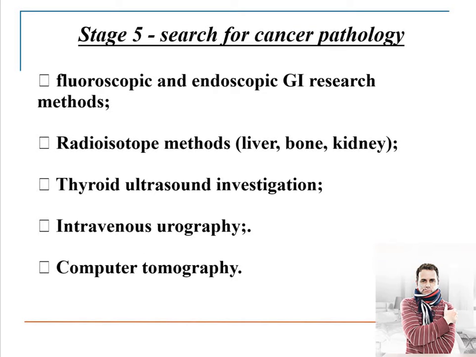And the last stage, you should exclude or confirm the cancer pathology. So you'll need fluoroscopic and endoscopic gastrointestinal research methods, radioisotope methods for liver, bone, and kidney, thyroid ultrasound investigation, intravenous urography, and CT scan.